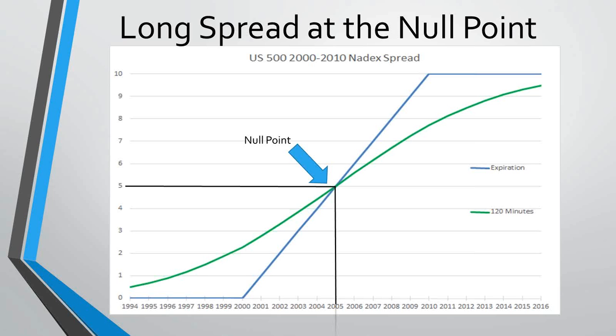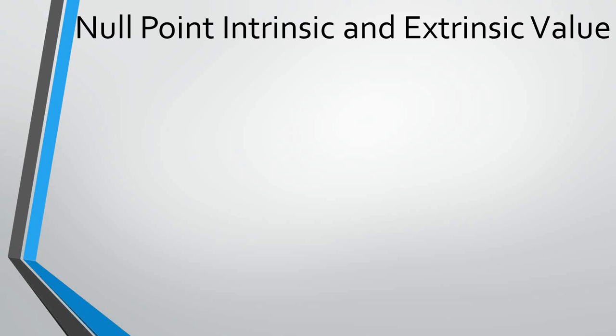Down here I am. It's intrinsic plus extrinsic. Up here it's still intrinsic plus extrinsic, but the extrinsic happens to be negative. That's how you can capture theta up here, and down here, theta eats away at your position. Here, and we'll get into this, there's no real time decay, because as long as it sits there, you're not really paying for extrinsic value. That's why we call it the null point.